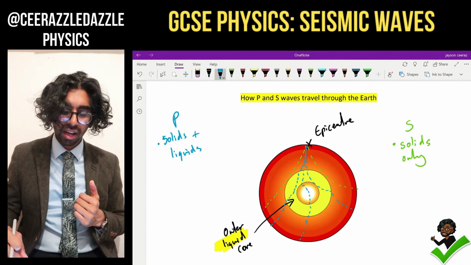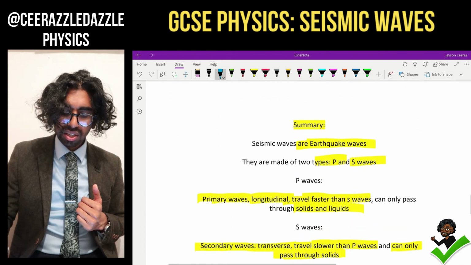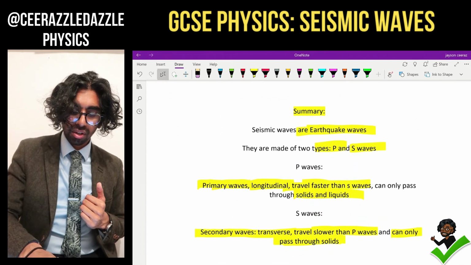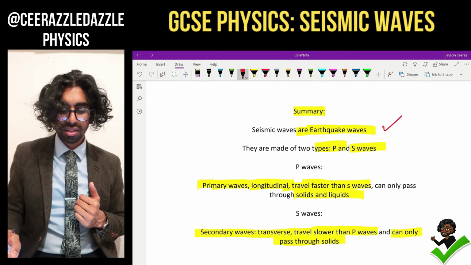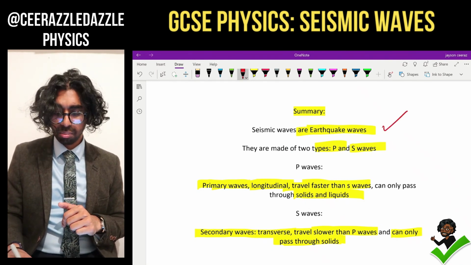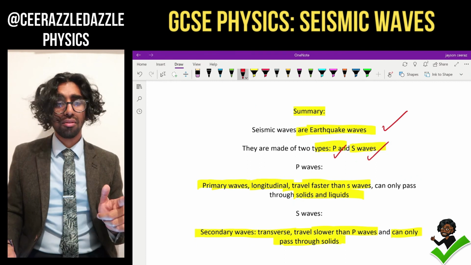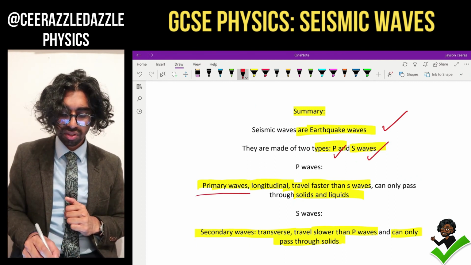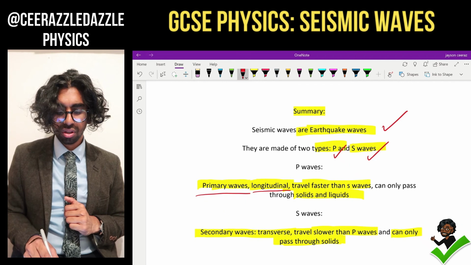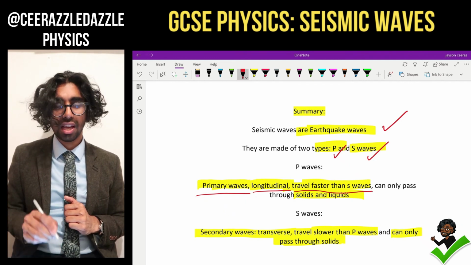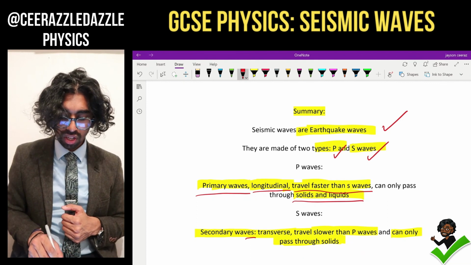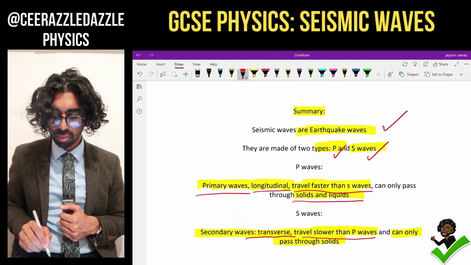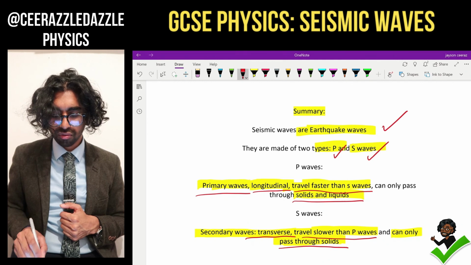Scrolling down, let's have a summary. Number 1, seismic waves are earthquake waves. They are made up of two types, P waves and S waves. P waves are primary waves, they are longitudinal, they travel faster than S waves, and they can travel through solids and liquids. Secondary waves are transverse, they travel slower than P waves, and can only pass through solids.